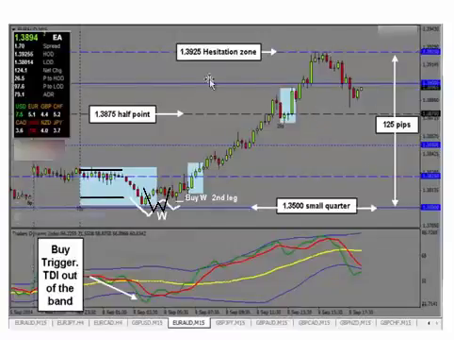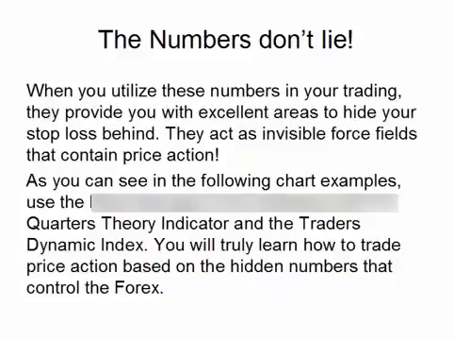The numbers don't lie. When you utilize these numbers in your trading, they provide you with excellent areas to hide your stop loss behind. They act as invisible force fields that contain price action. As you can see, with the quarters theory indicator and the trader's dynamics indicator, you will truly learn how to trade price action based on the hidden numbers that control the Forex.